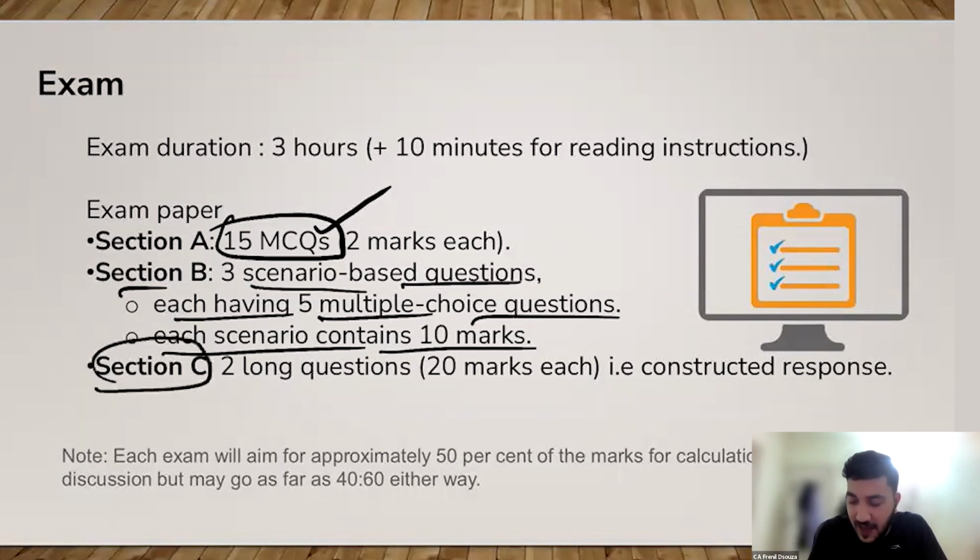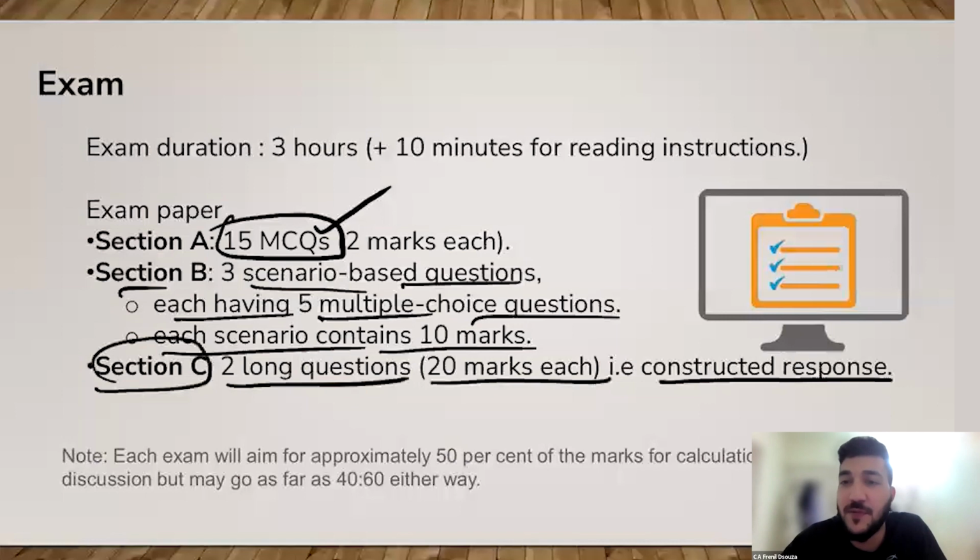And in section C, I have 2 long questions. 20 marks each for the constructed response. Now, this is where the students actually go wrong. This is where most of the students will make mistakes.